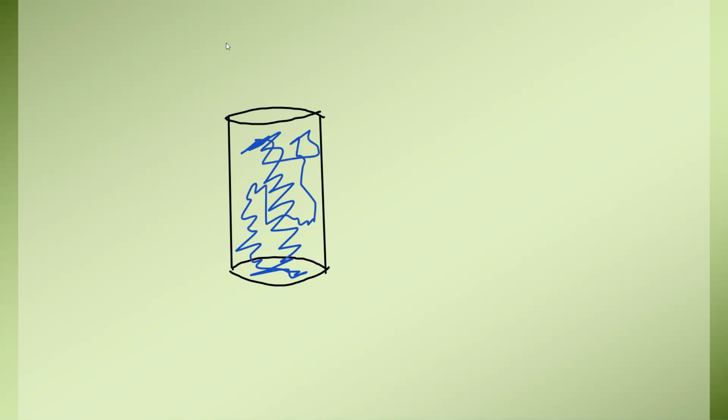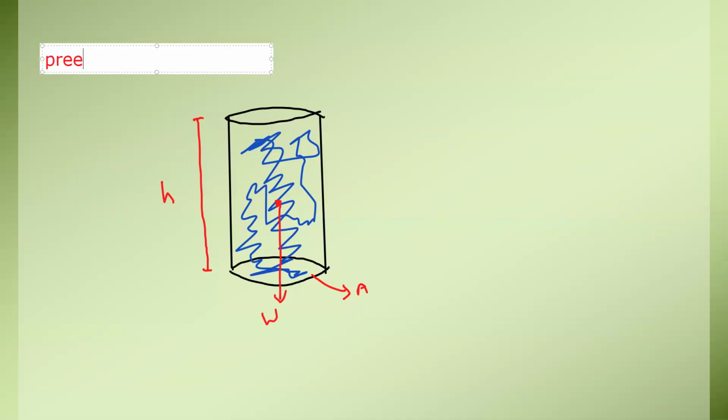Say the base area of this container is A. The depth of this container is H, or the depth of the liquid, you can also say. And the weight of the liquid, acting at the center of gravity, is acting downward, weight is W. This is if you want to derive a formula for the pressure exerted by the liquid.